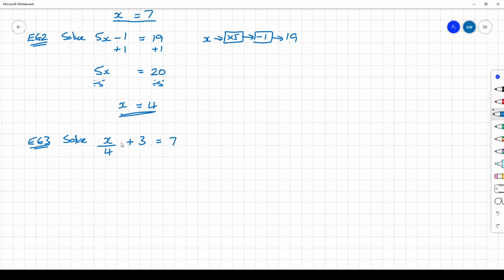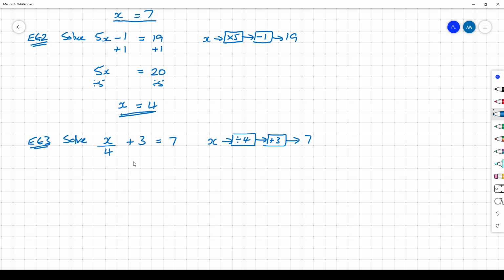Well, again, if we put it on the machine, we have x. What's the first thing that's happening to x? It's being divided by 4. What's the next thing that's happening to x? 3 is being added. And what do we get? 7. So if we're going backwards through our function machine, the first thing we sort out is the plus 3.